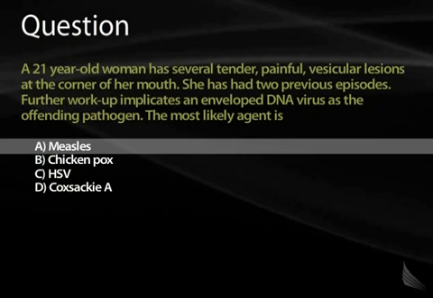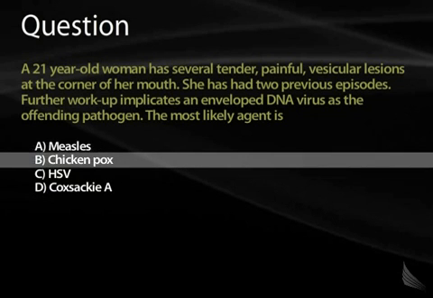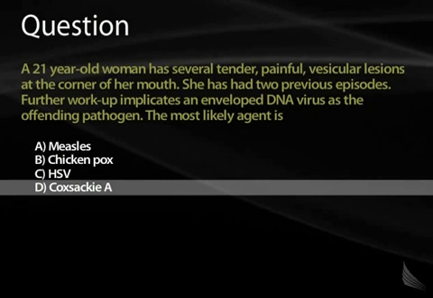Measles doesn't show up as a recurrent vesicular lesion. Chickenpox is going to be all over the place, and it's going to be in different stages. And Coxsackie-A, although it can cause hand, foot, and mouth disease, isn't going to be recurrent like this, especially it's not a DNA virus.